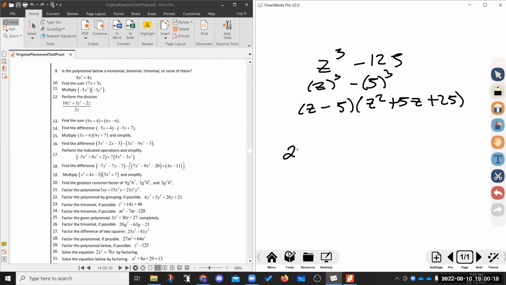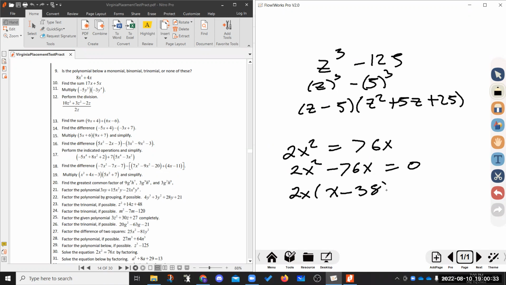Now we're going to solve 2x squared is equal to 76x by factoring. We're going to have to bring everything over to the left-hand side. Set it equal to 0. We're going to factor out 2x. X minus 38 equal to 0. So 2x equals 0, or x minus 38 is equal to 0. X is equal to 0, or x is equal to 38.